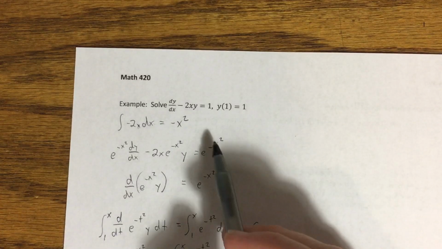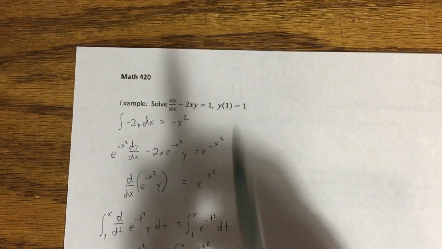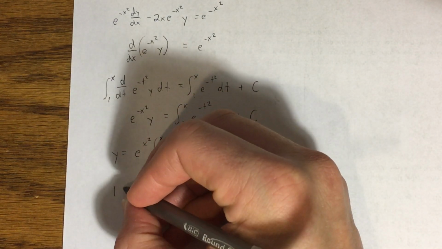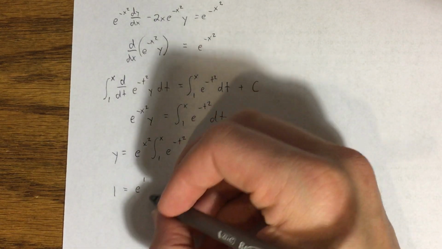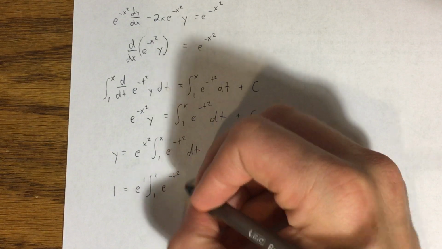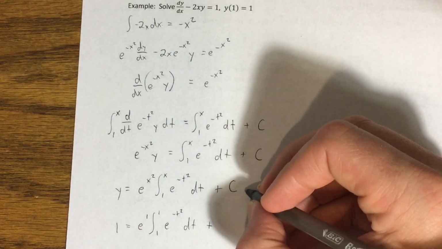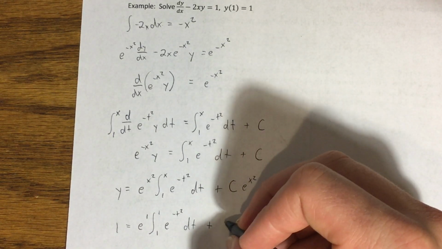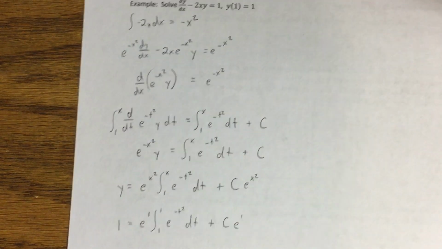Let's use our initial condition here. If I plug a 1 in for x and set the y equal to 1, what does that do? Well, plugging a 1 in for y, that's equal to e to the power of 1, because I'm plugging a 1 in for x as well, times the integral from 1 to 1 of e^(-t²) dt, plus, and I realize I actually forgot to write e^(x²) here, C times e to the first power, which would just be e.